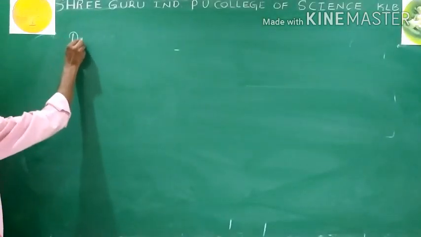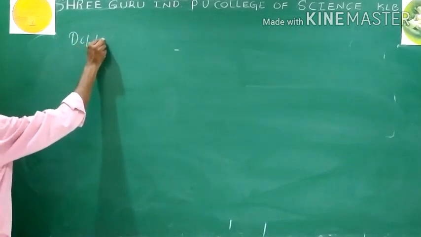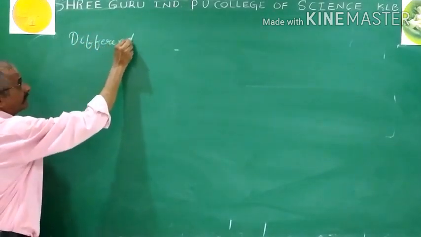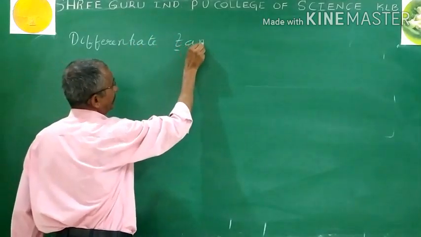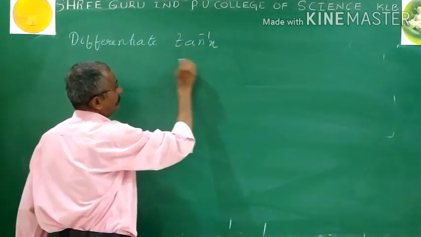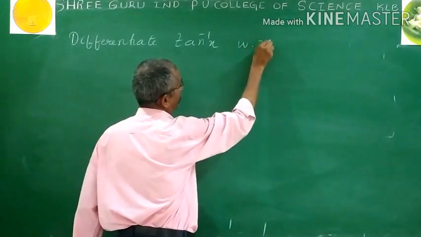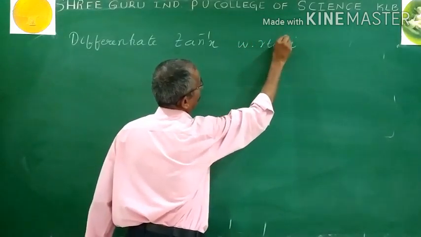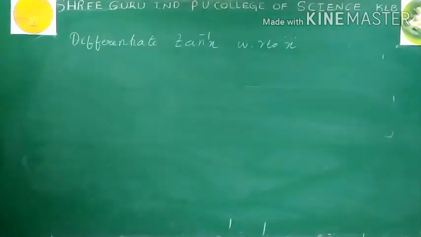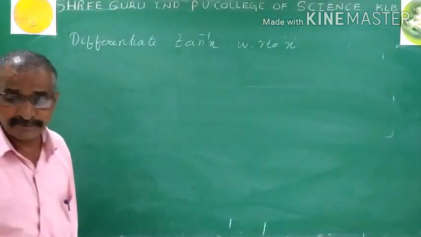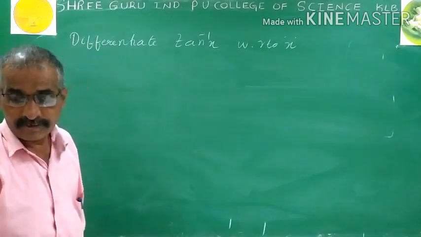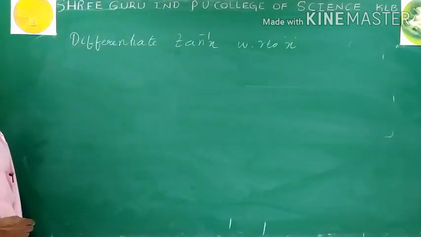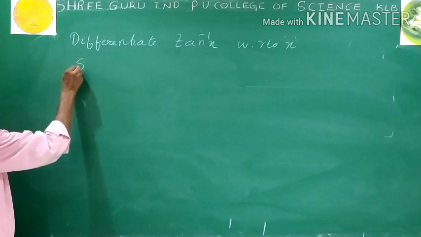Next part, differentiate tan inverse x with respect to x. That's our problem to be taken up now. So as usual, we start from the notation y. Write the solution.